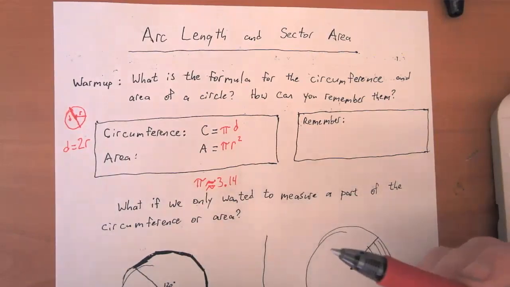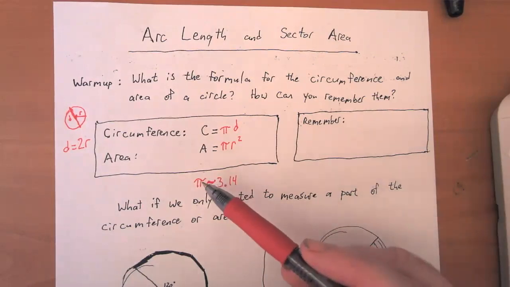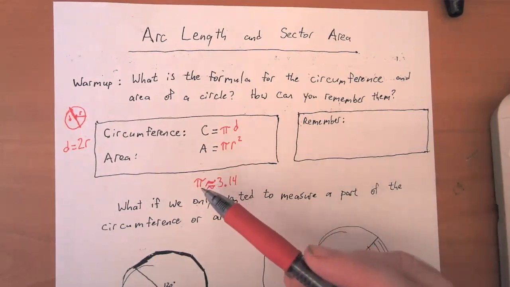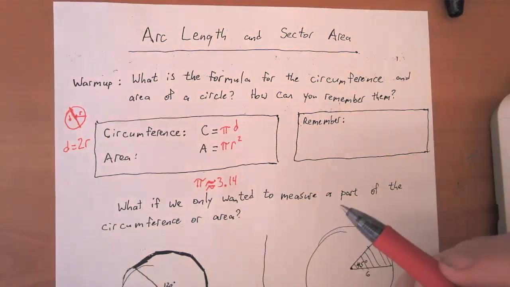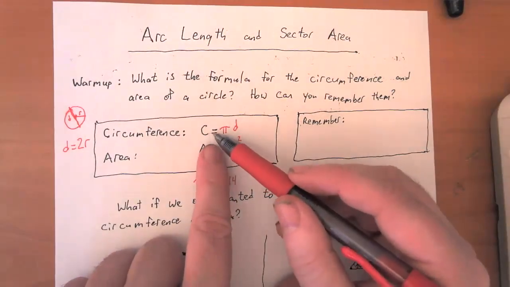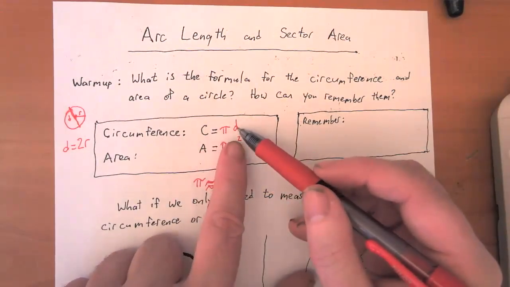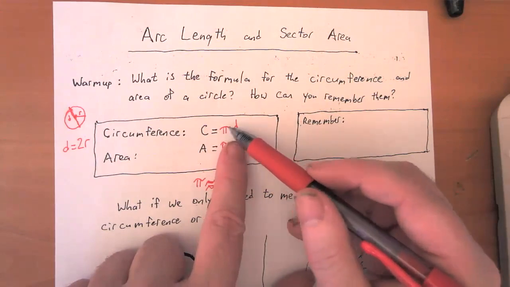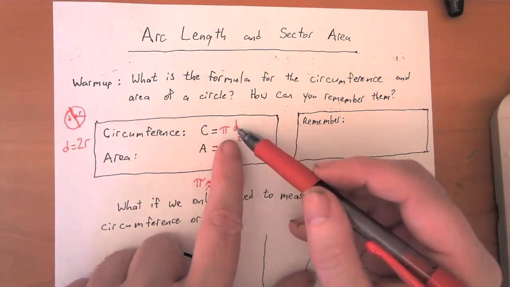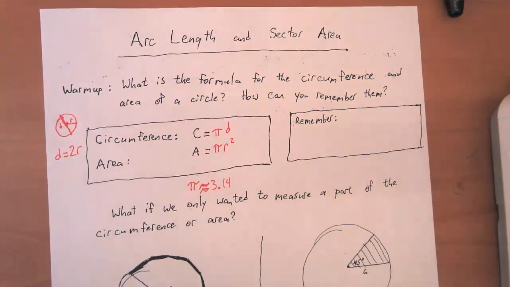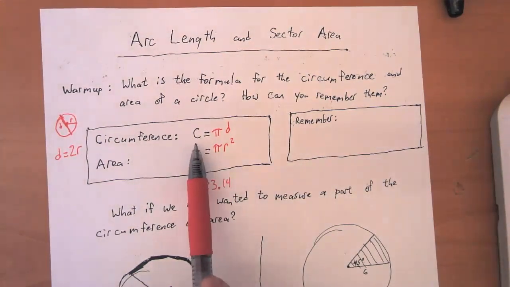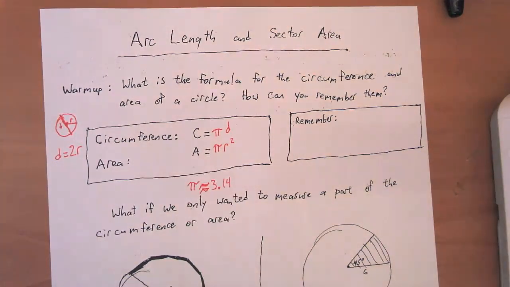But in general, you'll see that very often we just leave pi alone. So for instance, if a diameter of a circle were 7 and we said, what is the circumference? Saying the circumference is equal to 7 pi is completely legitimate. Okay, so here's our formula. Circumference equals pi times diameter, and area is equal to pi times radius squared.